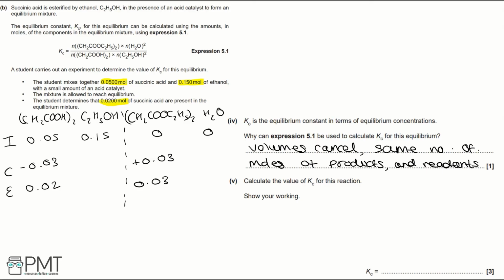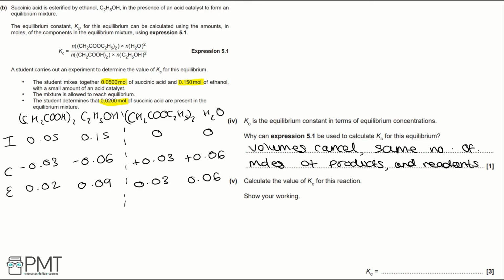For water and ethanol, or H2O and C2H5OH, we have double the number of moles. So our change would be doubly as big. So that'd be minus 0.06 for ethanol and plus 0.06 for water. So we know the water moles at equilibrium, and the ethanol moles at equilibrium would be 0.15 minus 0.06, which gives us 0.09 moles of ethanol in the equilibrium mixture.